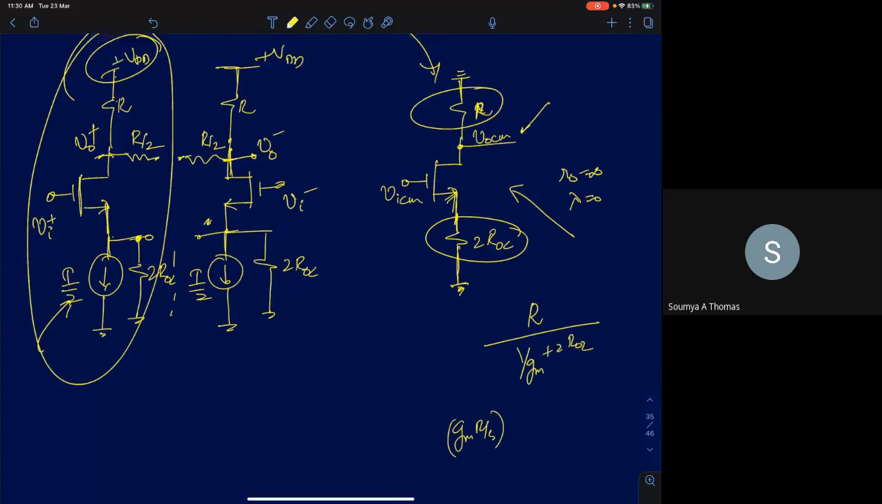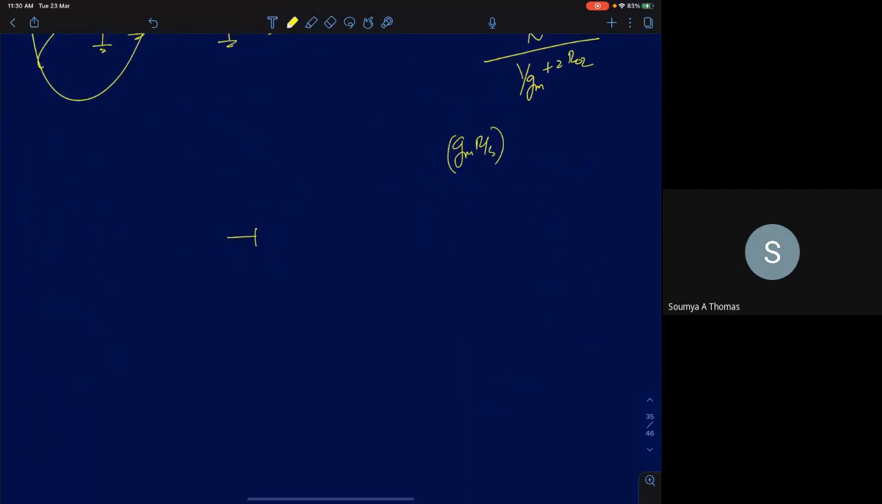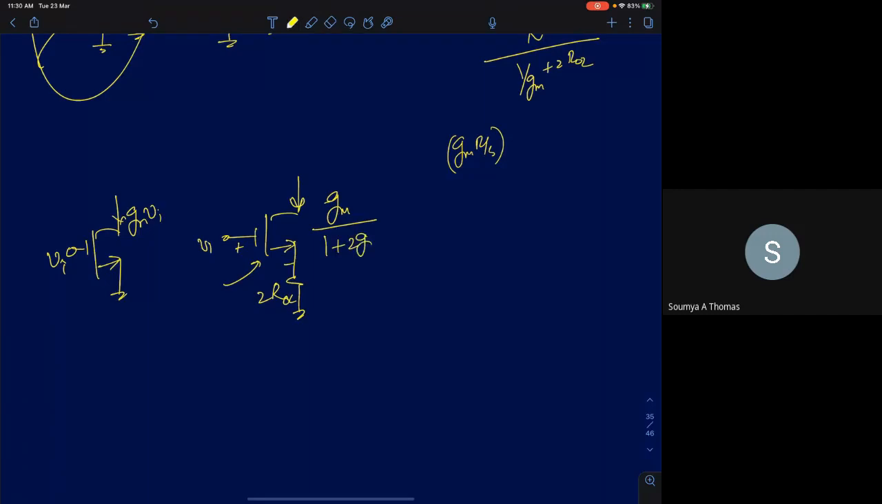Or you can also say, if you recall, I've discussed once that let's say I add a resistance R to the source. Let me call it ROC to the source or 2 ROC to the source. The transconductance previously, when we didn't have 2 ROC, was GM times VI. Now a small fraction of VI appears across VGS. So therefore this current will be GM upon 1 plus 2 GM ROC times VI.